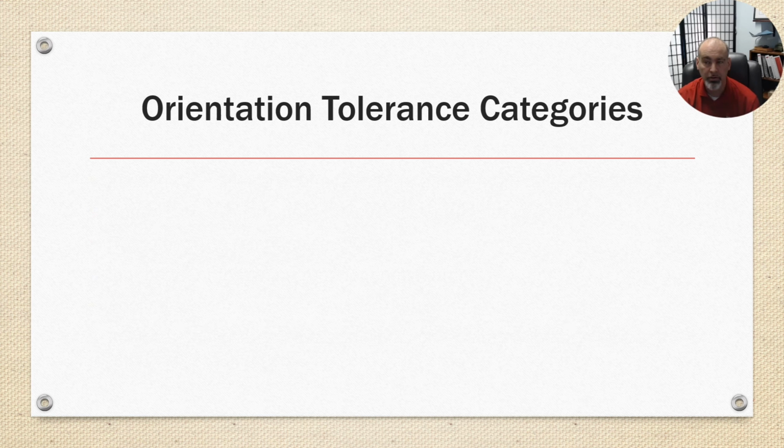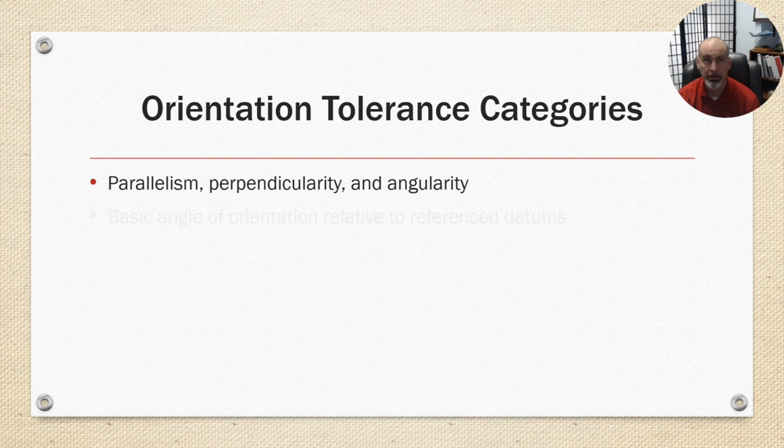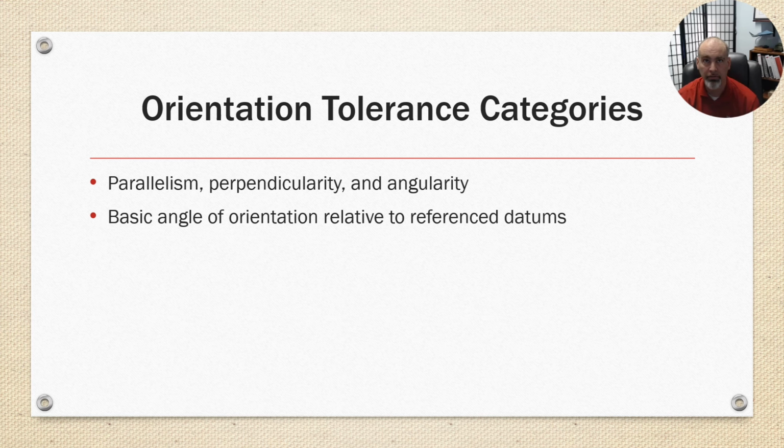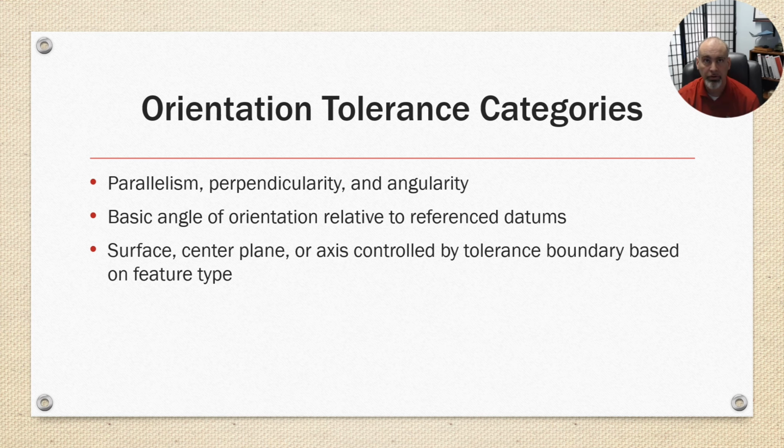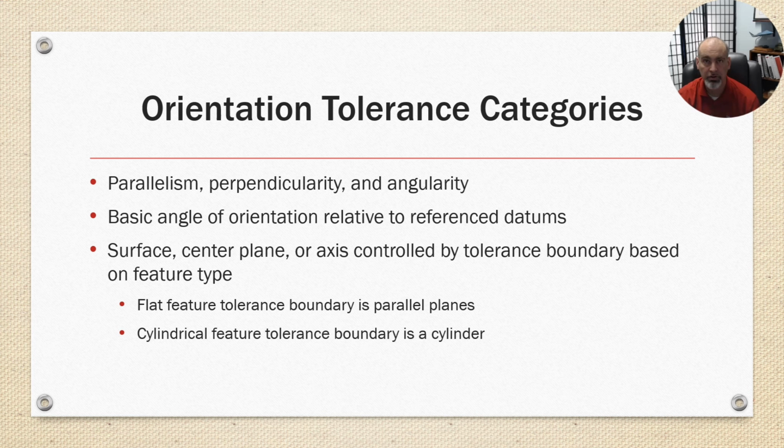Orientation categories. So we have parallelism, perpendicularity, and angularity. Basic angle of orientation relative to reference datums. We also have a surface, center plane, or axis controlled by a tolerance boundary based on feature type. For a flat feature, the tolerance boundary is parallel planes, and for a cylindrical feature, the tolerance is a boundary that is cylindrical.